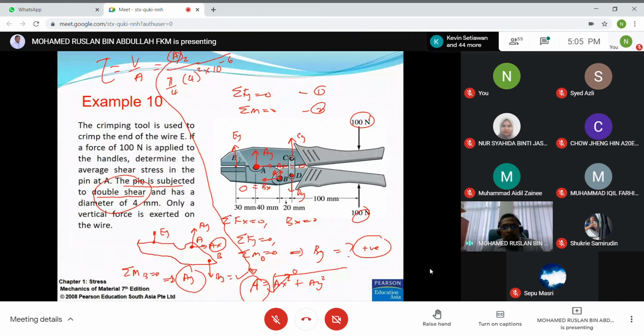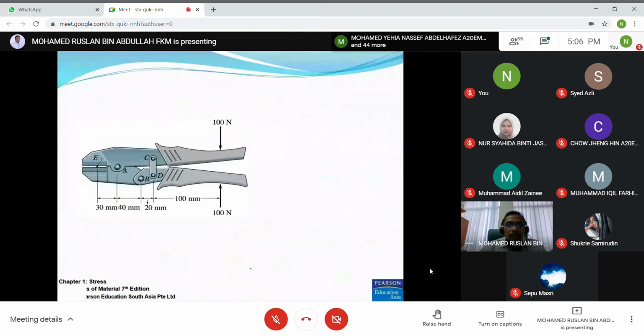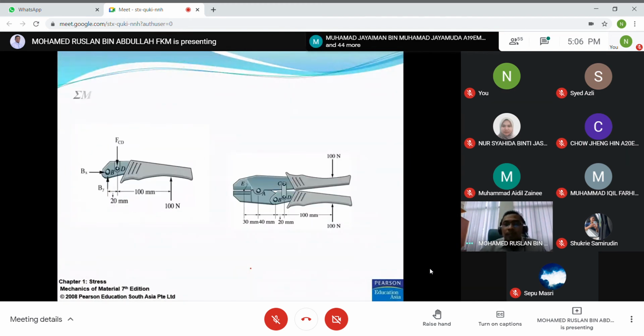Okay, that's all. Don't panic when you see the diagram. The diagram looks very difficult, sir. But when you draw the free body diagram and so on, the answer is quite simple. It's not too tough, too difficult for you. Okay, there's the answer.